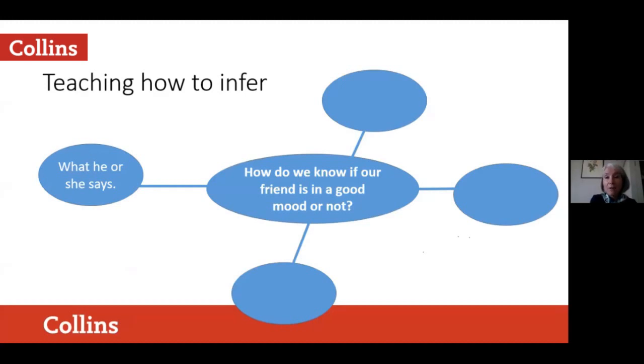We can tell if our friend is in a good mood from what he or she says. What are the other clues to how they're feeling? Type in some answers for me using the chat box. Are we getting any answers, Shrikant? Someone says body language. Miss Nagma says expressions. Yep, body language, expressions is a good one.